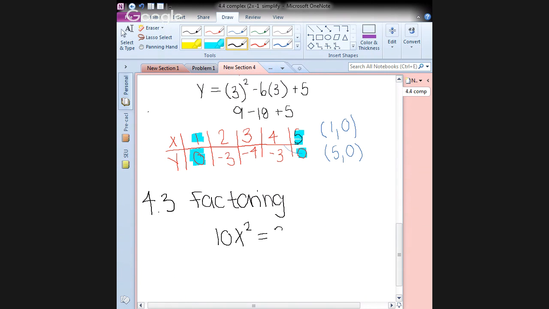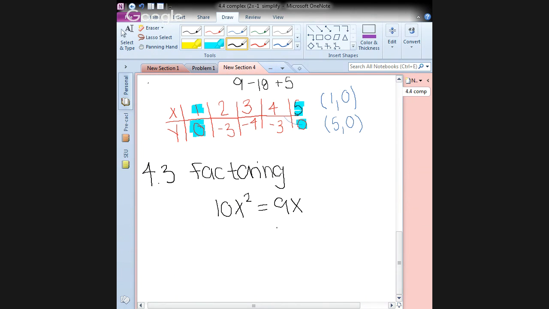is equal to 9x. So we're going to start this with factoring. First of all, we'll see if it's factorable. If it's not factorable, maybe we can do a different method. If I'm doing the method of factoring, in order to factor, it has to be equal to 0. So I can't even start this problem until I move my 9x to the other side. I'm going to say minus 9x. So then I have 10x squared minus 9x is equal to 0.